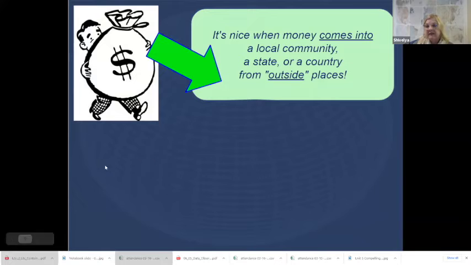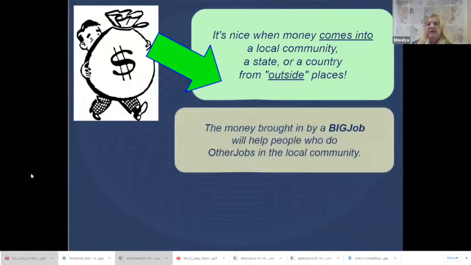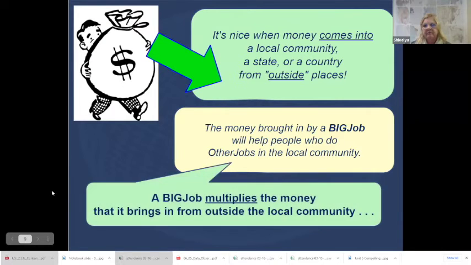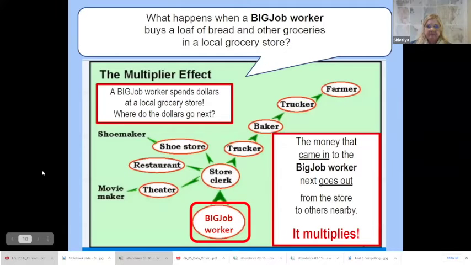When money does come into a community from an outside place, that helps everyone in the community, especially people with other jobs. And those are the jobs that maybe aren't as widespread or have such an impact nationally or internationally. Big jobs are considered multipliers. So they multiply the money that comes in from outside the local community.